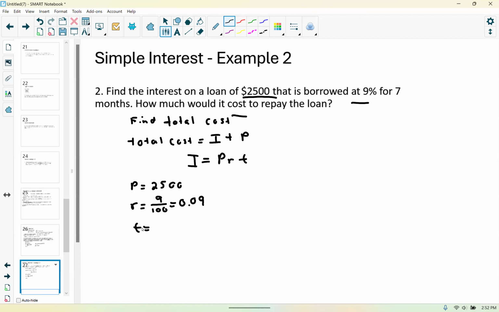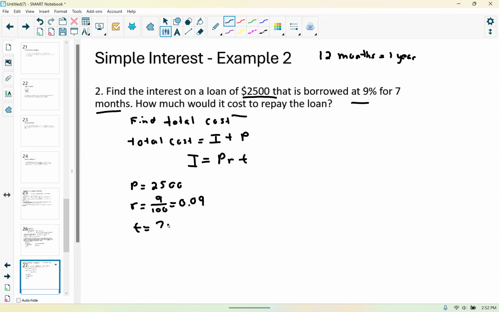Okay, now the time is where you have to be really careful. In the formula, the time has to be in years, right? And this is in months. So we have to change it to years. Okay, so we know that there are 12 months equals 1 year. And so we have to use that idea. We have to convert it.